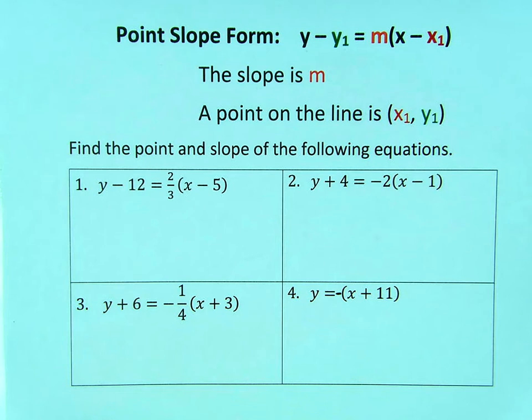So I'm going to ask you to find the slope and the point of the line, and then I'm going to give you a point and a slope and ask you to write the equation. So we're going to do these 4 problems first.